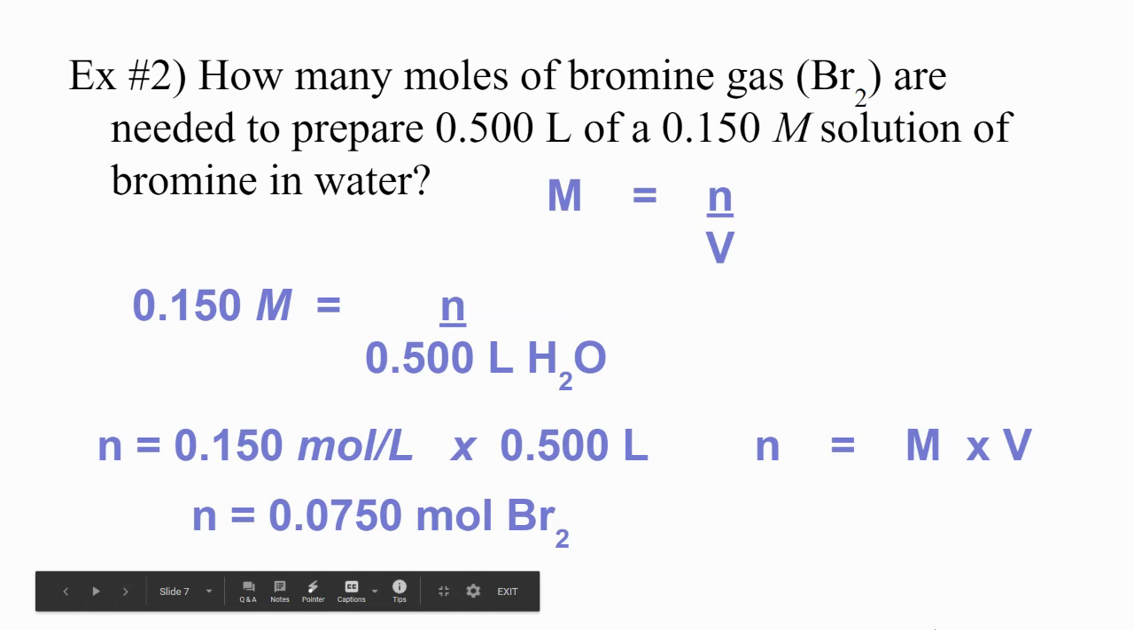Plug that into my calculator, and I get 0.0750. Please don't round it to 0.08, at least say 0.075. And our unit for this is moles. That's what we're solving for.